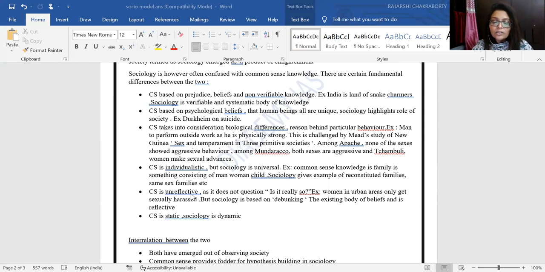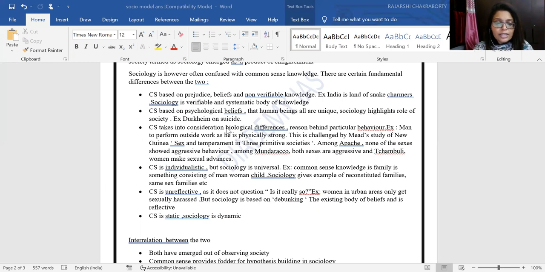For example, India is called the land of snake charmers, but India has a lot of things beyond snake charmers. Just because you see a snake charmer on the streets of any city in India doesn't mean that is characteristic of entire India. So this is again common sense knowledge which is questioned by sociology. Sociology is verifiable and systematic. It's like the study of sciences.